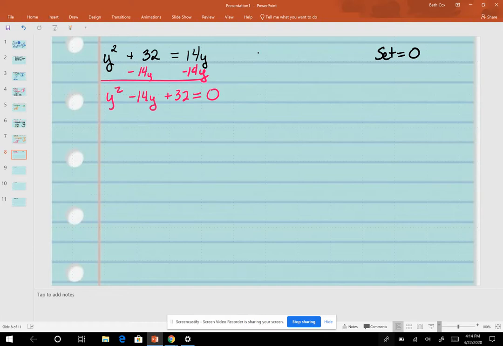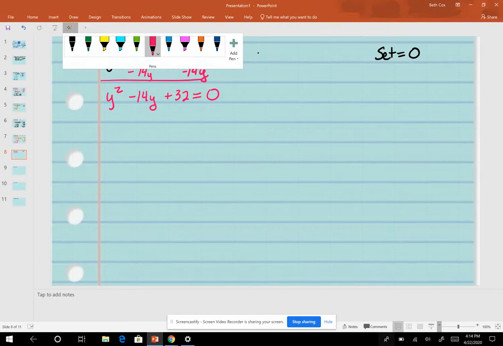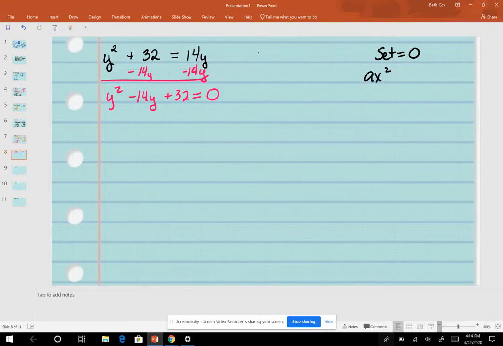So notice that I had to put it in the right order. Set it equal to 0 and make sure it says ax squared, then the bx, and then the c equals 0. And then you have to determine your a, b, and c. Your a is 1. Your b is negative 14. And your c is 32. Okay, so that's your a, b, and c. And we're going to put it into our formula.